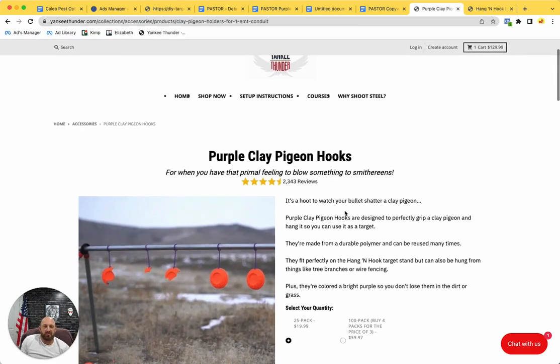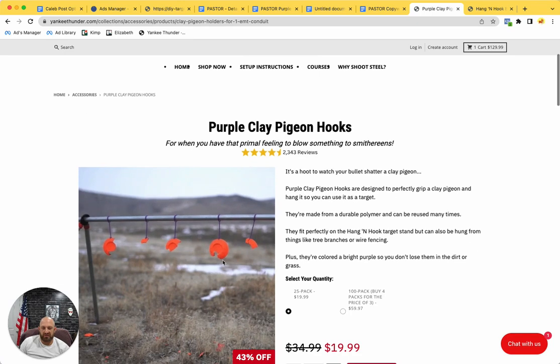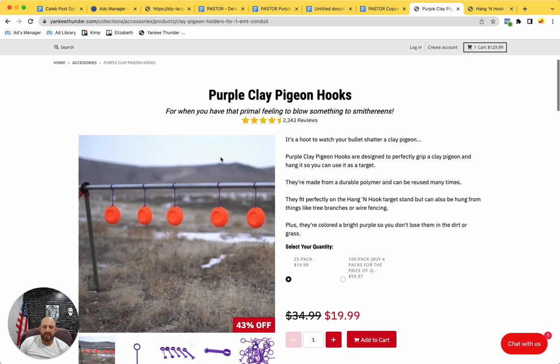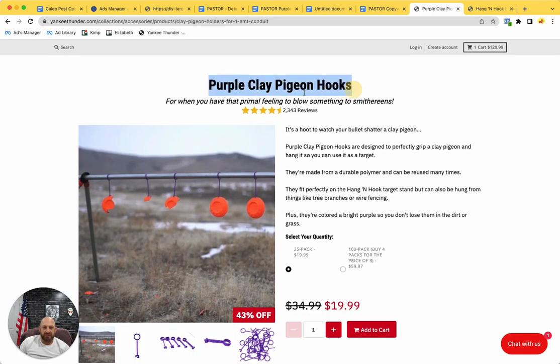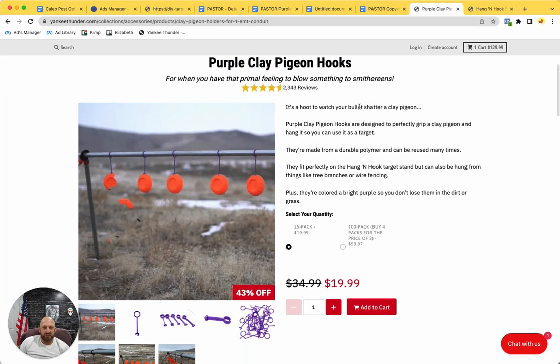This is a pretty simple explanation because you can see how it works, though there's not as much copy. I'm doing a lot of showing. But purple clay pigeon hooks, for when you have that primal feeling to blow something to smithereens. It's a hoot to watch your bullet shatter a clay pigeon. Purple clay pigeon hooks are designed to perfectly grip a clay pigeon and hang it so you can use it as a target.